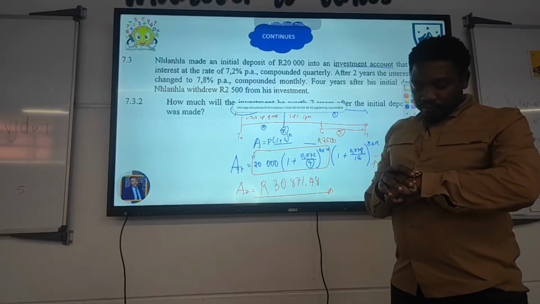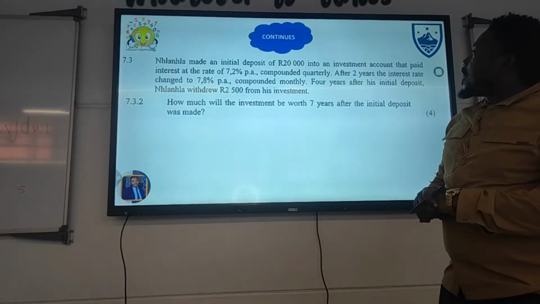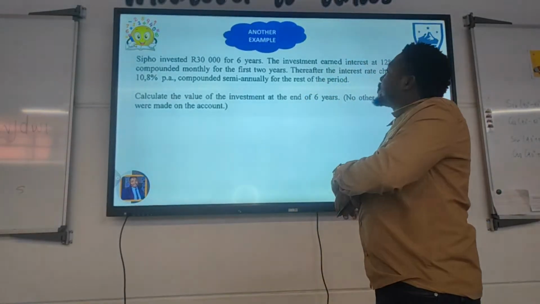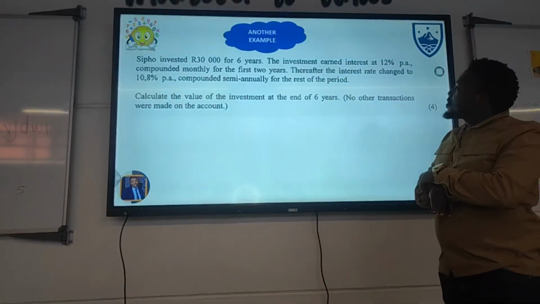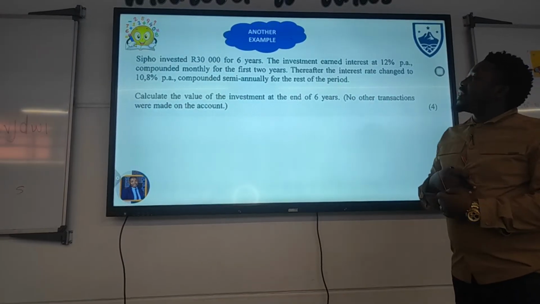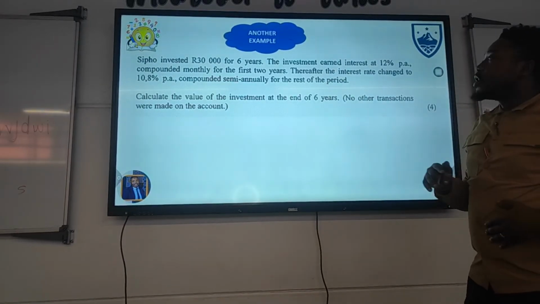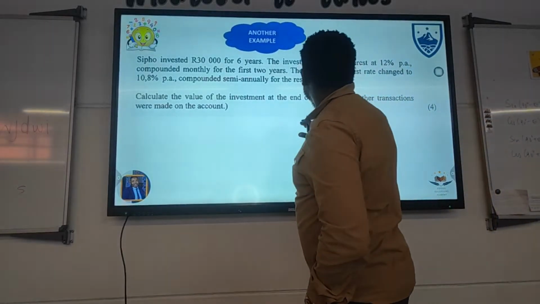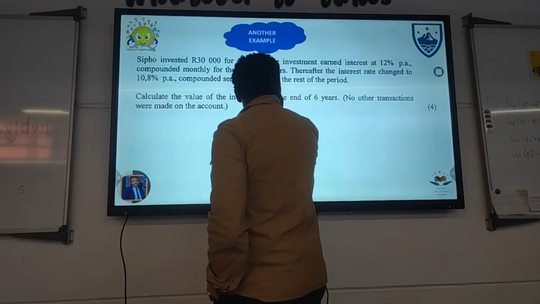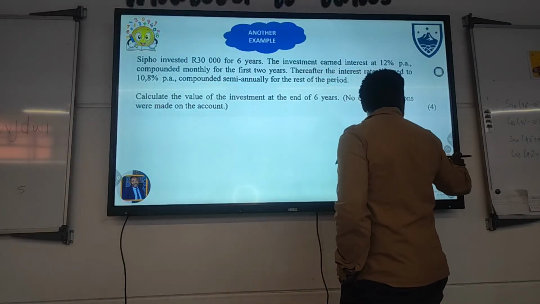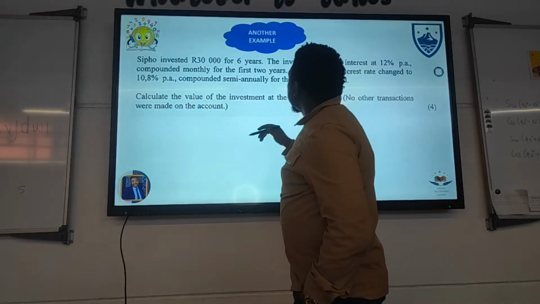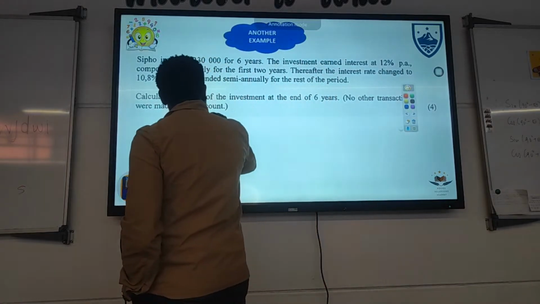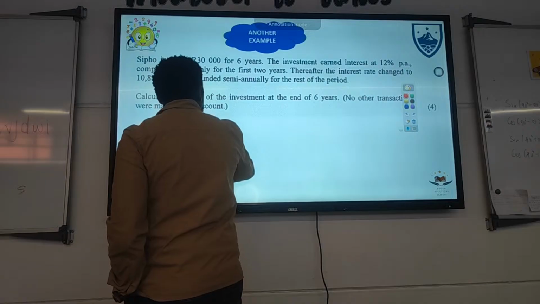All right. Let's take a look at a different problem. Look at this one. This one goes straight to say, calculate the value of the investment at the end of the year. It's not separated. So I want us to build a timeline as far as this is concerned. And we are going to say, from the information that is given to us, let me just draw a bigger timeline so that we can see it.